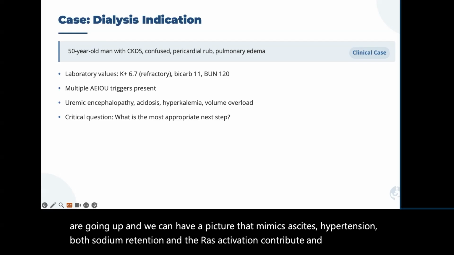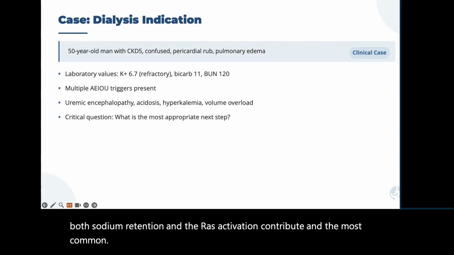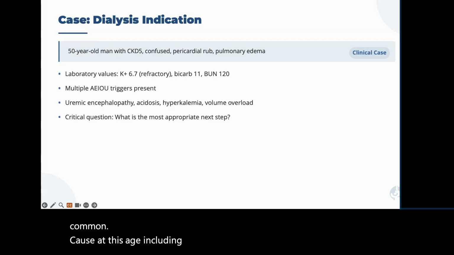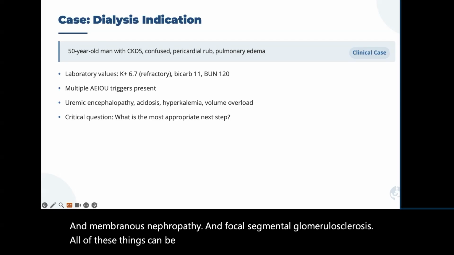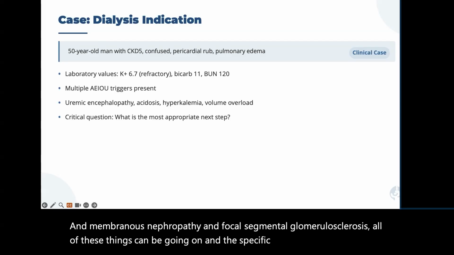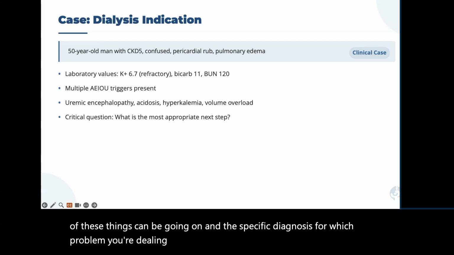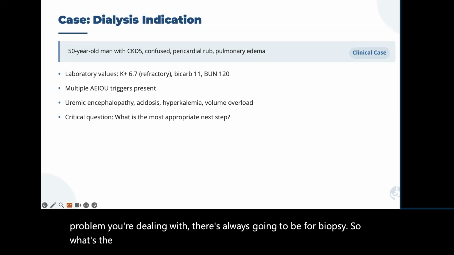The most common causes at this age include diabetic nephropathy, membranous nephropathy, and focal segmental glomerulosclerosis. All of these things can be going on. And the specific diagnosis for which problem you're dealing with is always going to be by biopsy. So what's the goal here? The goal here is going to be to reduce the proteinuria, right?